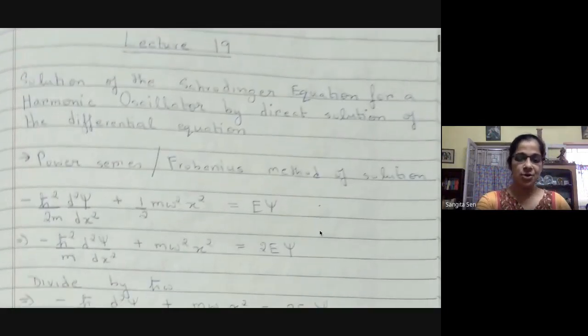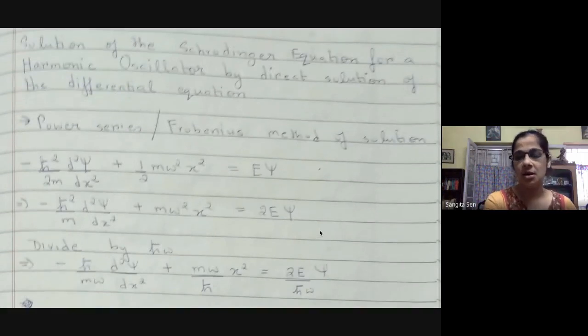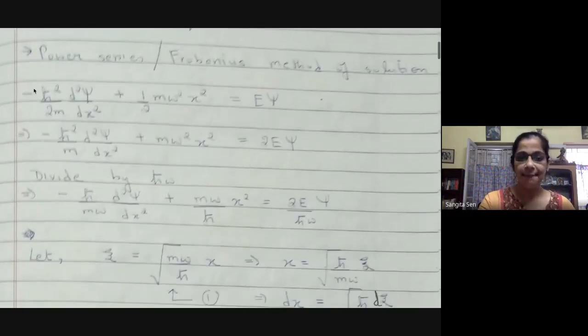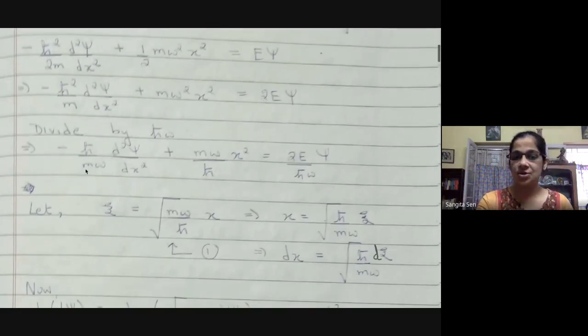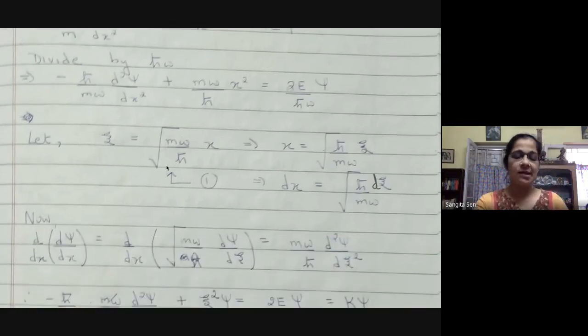This method of solution is called the power series method of solution or the Frobenius method of solution. We again have the same Schrodinger equation, but we do different things with it. We manipulate it algebraically a little bit. I have taken the 2 to the right and divided throughout by h cross omega. This gives me this common factor over here, m omega by h cross. And I change the variable x to xi.